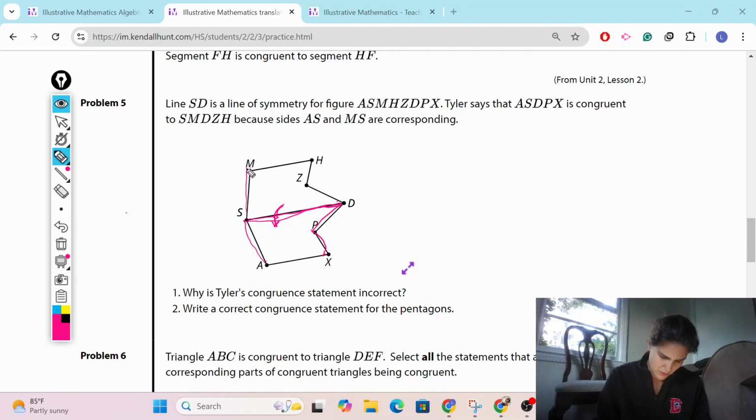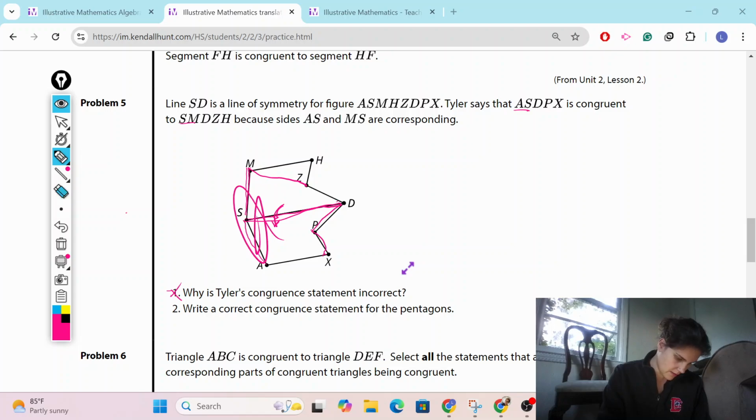Now here we have an issue because we're going SMZ. That's not the order of this shape, which actually creates a different shape, because sides AS and MS are corresponding. So he's saying, well, these two guys, AS matches with MS, therefore these two figures are congruent. This is not a good congruency statement because our letters don't match up. So let's go ahead and figure out the correct congruency statement. So that one's not good.